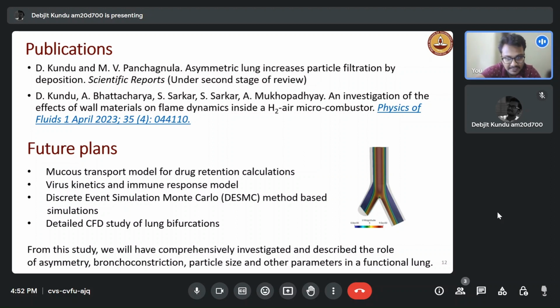So from this entire study, we will have thoroughly described the role of different parameters on the functional efficiency of a breathing lung.